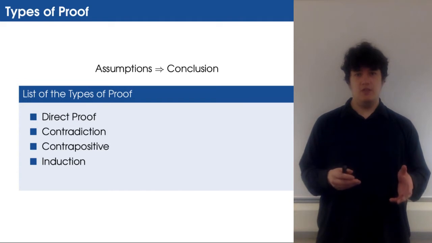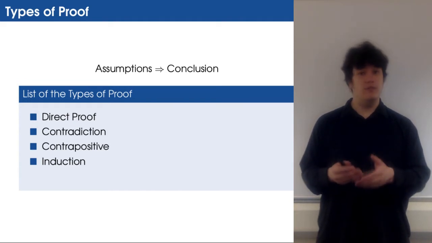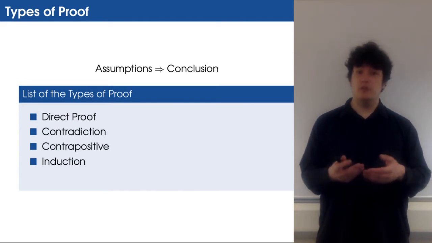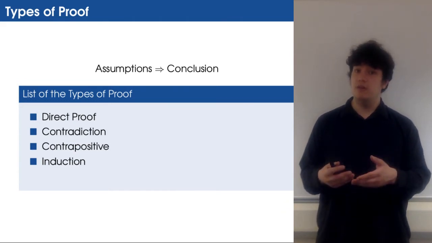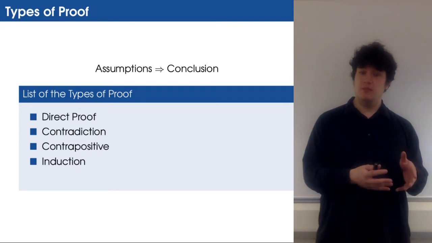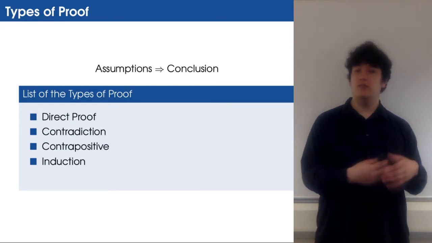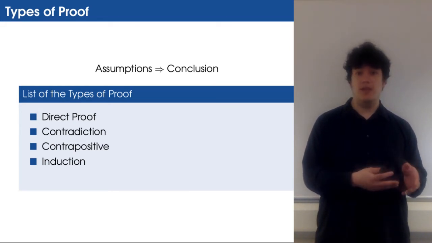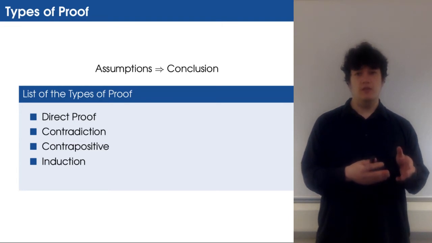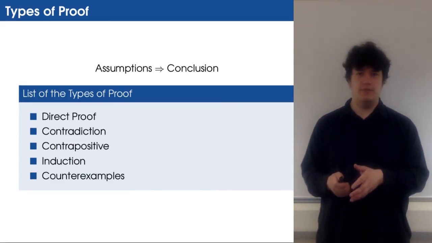Proof by induction is used when the conclusion depends on some natural number k. First, you show that the assumptions imply that the conclusion is true for when n equals 0, and then you add to the assumptions that the conclusion is true for n equals k for some arbitrary natural number k, and you try and prove that the conclusion is true for k plus 1.